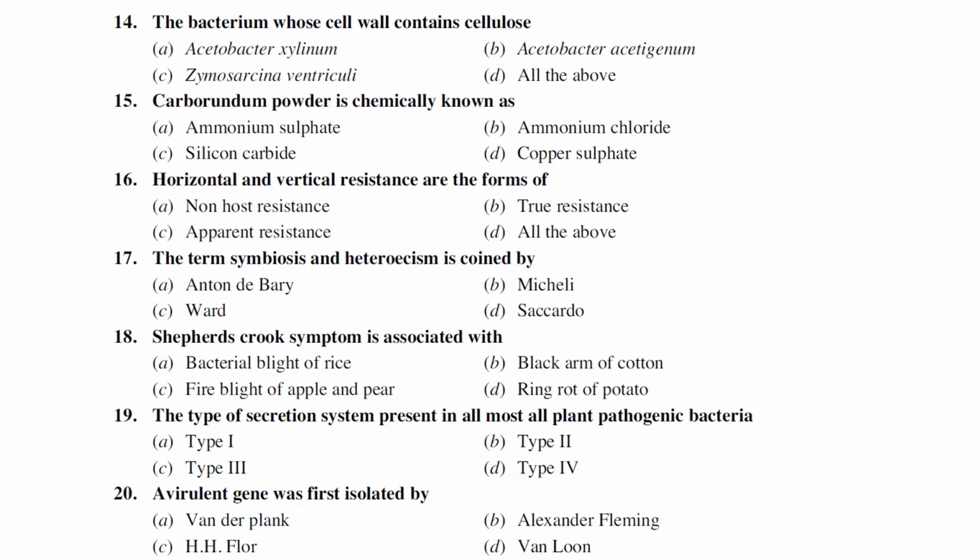The bacterium whose cell wall contains cellulose. Generally, the bacterial cell wall is composed of peptidoglycan or mucopeptides. There are a couple of bacteria whose cell wall also contains cellulose, like Acetobacter xylinum, Acetobacter aceti, and Zymosarcina ventriculi. These are the bacteria I have given, so the answer is all of the above. All these bacteria contain cellulose in their cell walls.